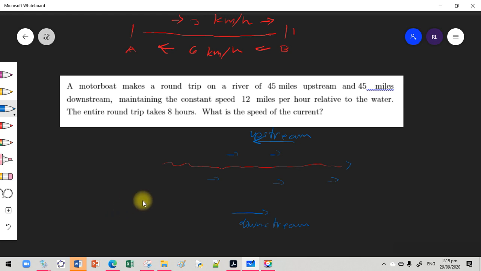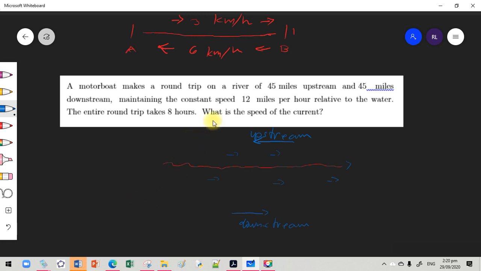And that's opposite when you go upstream. If the speed of the current is 2 miles per hour, then because you're going against the current, let us say your speed is 10 and the speed of the current is 2, the speed will become 8. So your speed will be subtracted by the speed of the current because you're going against the current. So that's the idea there.